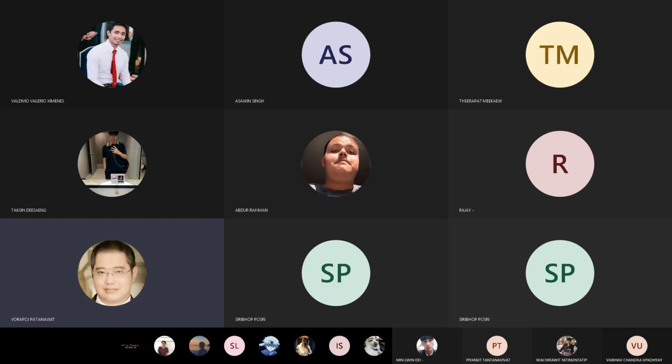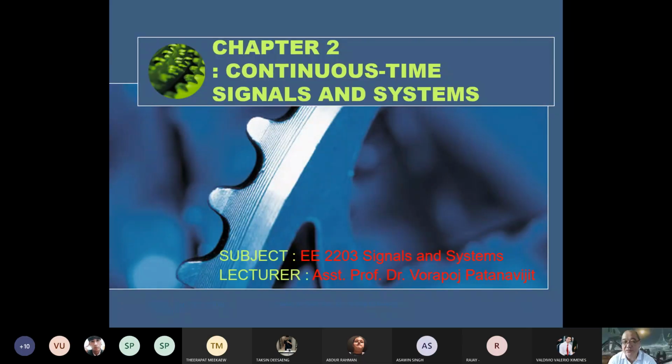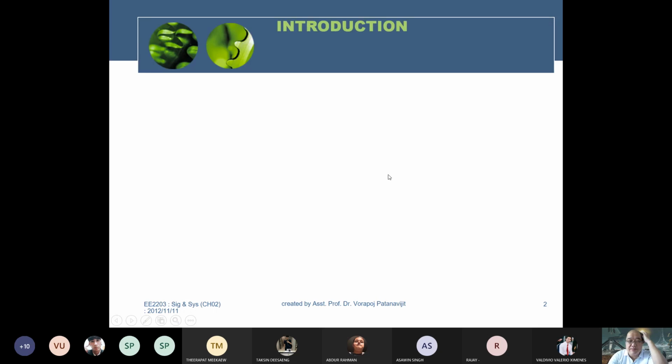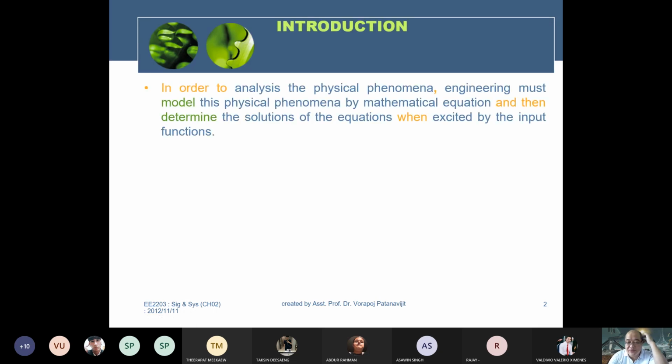In this chapter, we concentrate on each detail. The first one, we concentrate on how to analyze the continuous time and continuous system first. The way to analyze, we use the mathematics that you already studied in the first year.